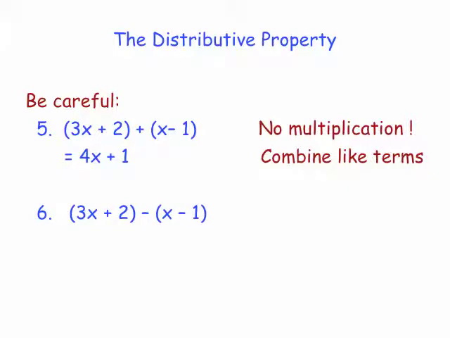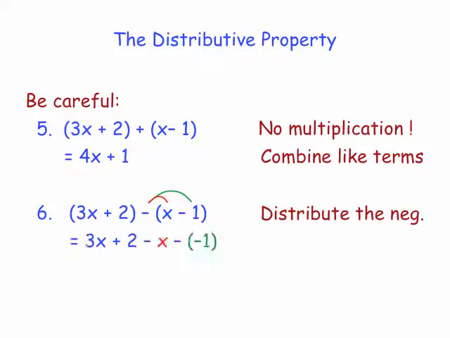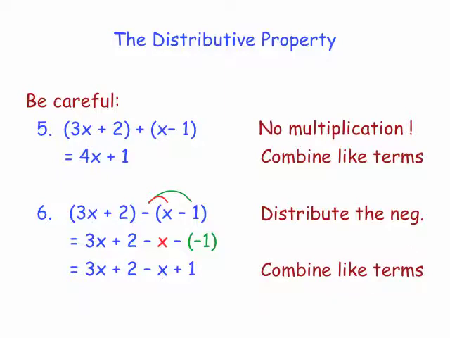Here's a similar situation. I have 3x plus 2 minus the quantity x minus 1. Well, now I have to realize that that negative sign is being distributed to the second set of parentheses. So I really have 3x plus 2 minus x minus a negative 1, or 3x plus 2 minus x plus 1, because minus a minus is a plus. Now I can combine my like terms, and I get 3x minus x is 2x. 2 plus 1 is 3. So my final answer here is 2x plus 3.